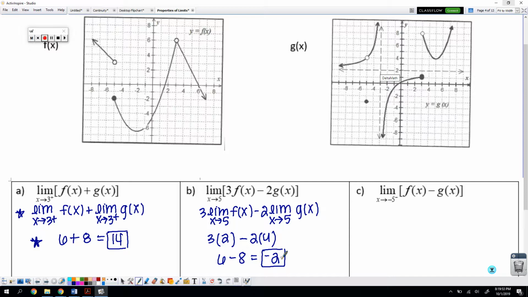Okay? Now we're going to do the same exact thing for letter C, except it's talking about negative 5 from the left. So the limit as x approaches negative 5 from the left of f of x minus the limit as x approaches negative 5 from the left of g of x. This is all just rewriting, okay? You must do every single first step that we've written here in the exact notation that we're writing it if you'd like to receive full credit on any assessments that you do. Now we're just going to plug it in.